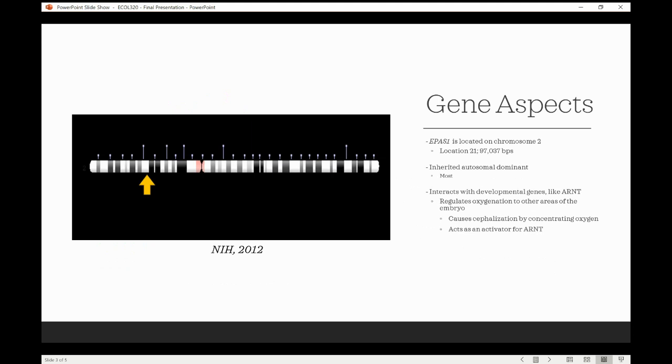EPAS1 is located on chromosome 2, location 21, and is 97,000 base pairs. It's inherited as an autosomal dominant gene for most. There's a few cases of EPAS1 not being inherited as a dominant gene and being absent. However, this is very rare and usually leads to a lethal phenotype within just a few years of life. These people usually have a very low quality of life.